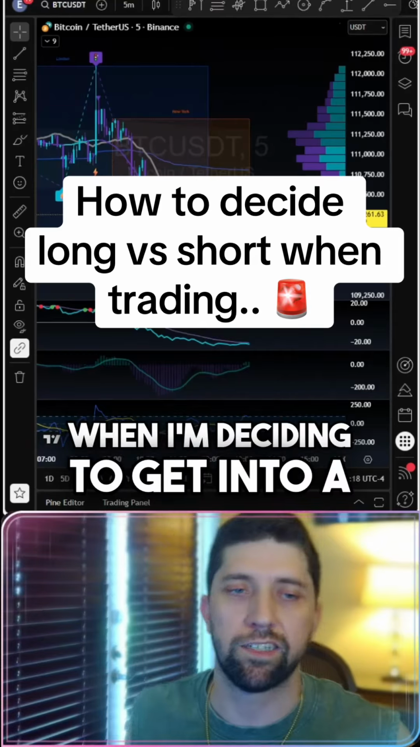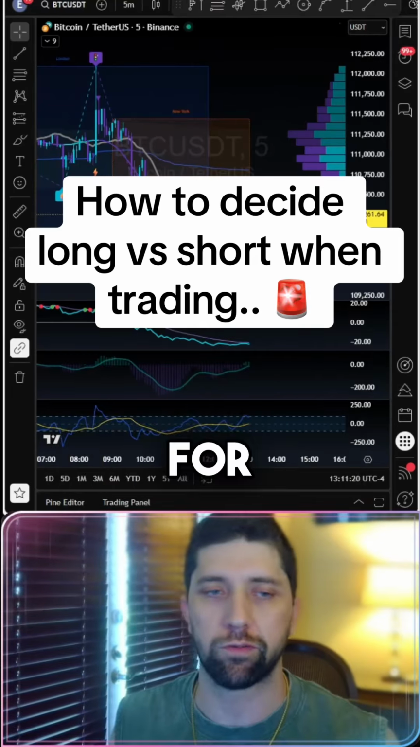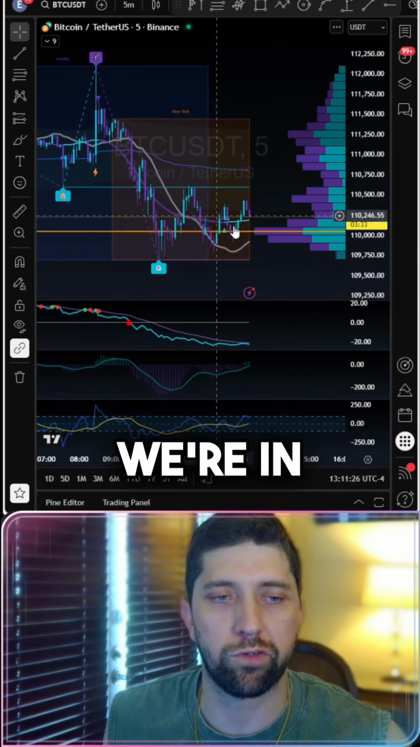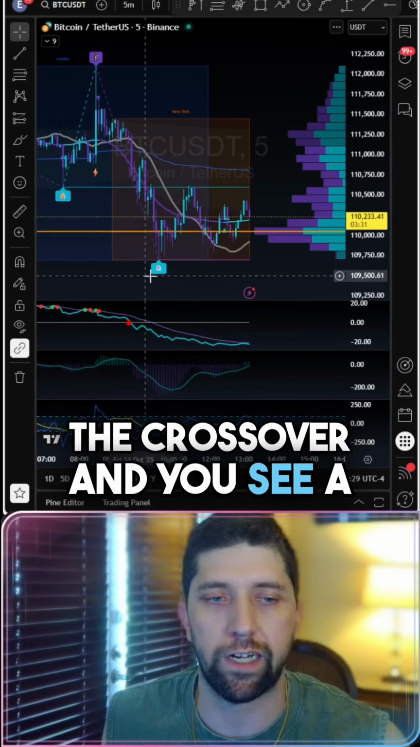When I'm deciding to get into a long or short position, here's a few things that I'm looking for. First things first, I want to see what side of the crossover we're in. Right now we're in the bullish side of the crossover and you see a bullish pivot signal.